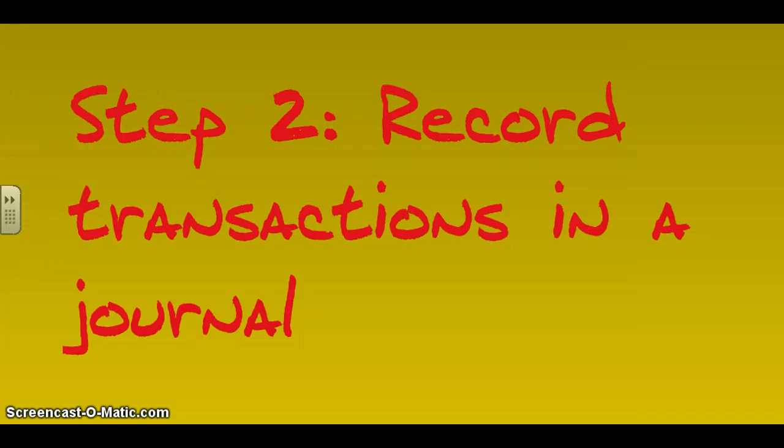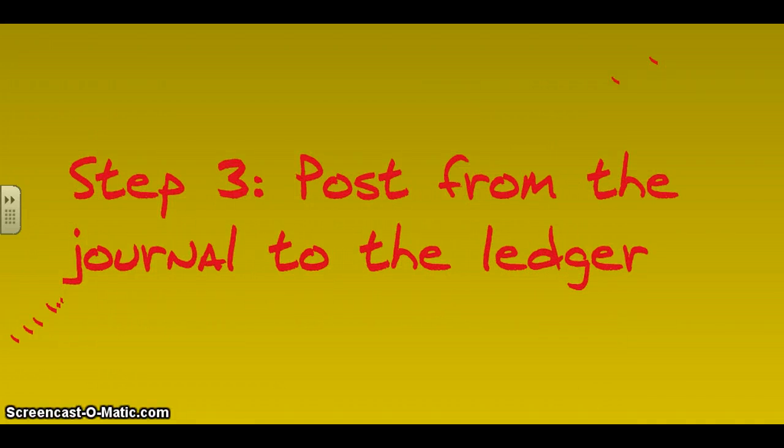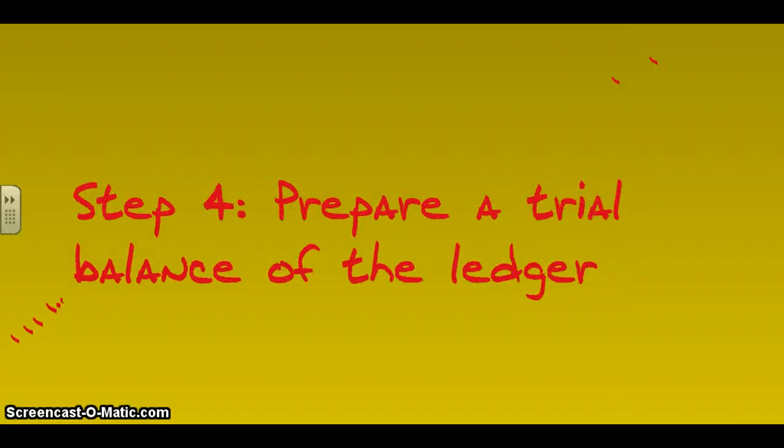Step 2 is actually recording those transactions into a journal. So instead of using T accounts, we're now going to record them in a journal, still using debits and credits. Third, we're going to take that information from the journal and put it into a ledger. And fourth, we're going to prepare a trial balance of the ledger. So you created a trial balance based off of the footings of the T accounts. Now you're going to create a trial balance based off of the ending balances of the ledger.